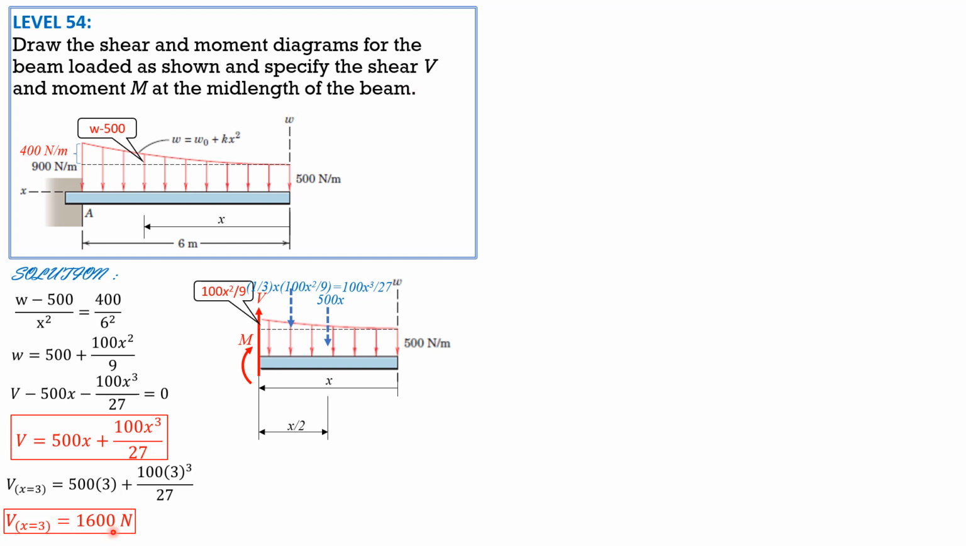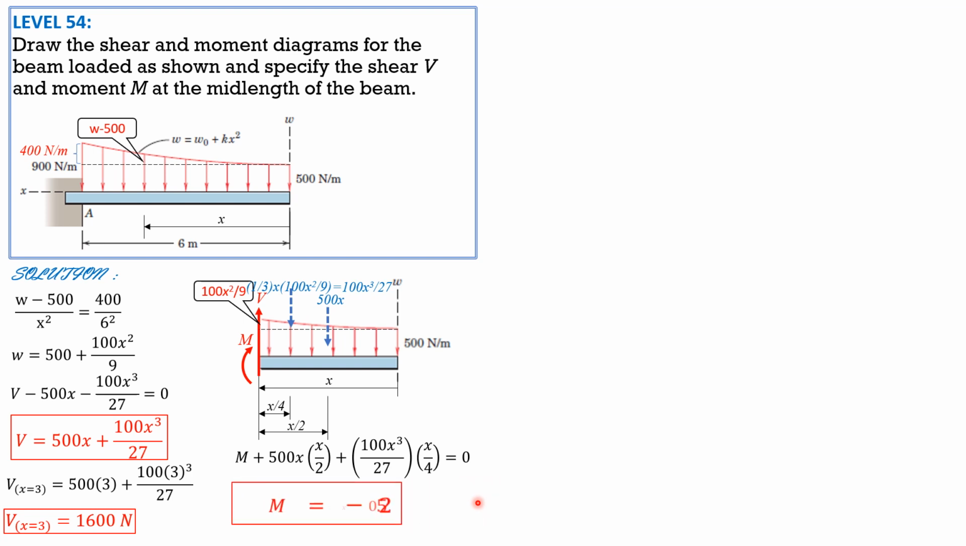So that's the shear only. Now for the moment, summation of moment about this section equals 0. So that's x over 4 times the moment plus 500x times x over 2 plus 100x cubed over 27 times x over 4 equals 0. So moment is negative 250x squared, then negative 25 over 27 x to the 4th.